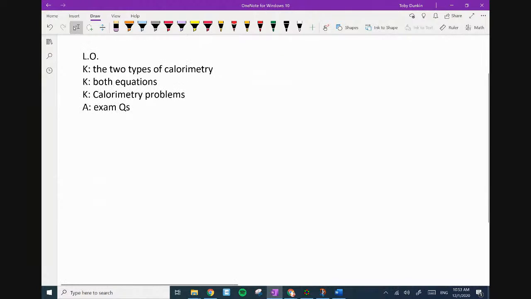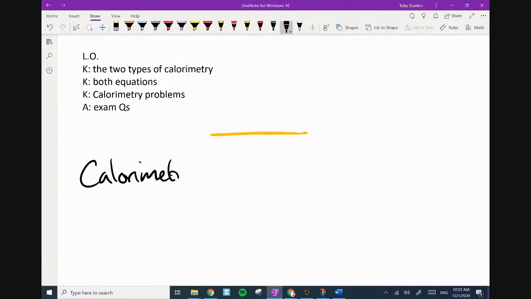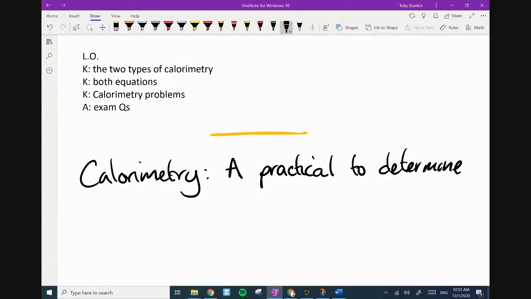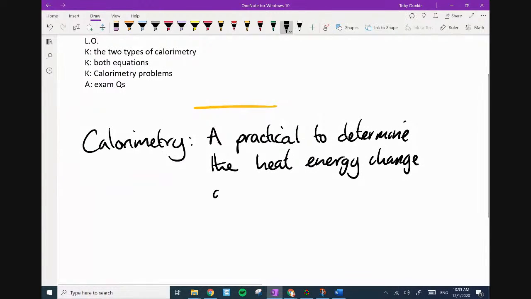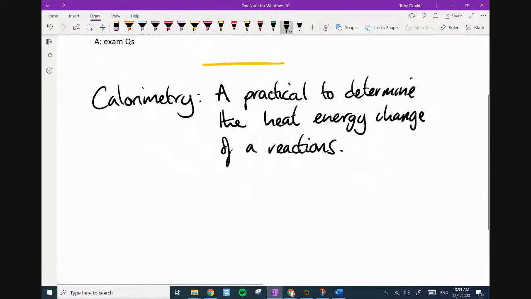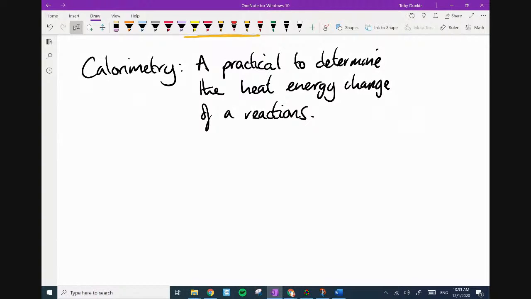So, okay, first things first, what is calorimetry? Calorimetry, a practical to determine the heat energy change of a reaction. Okay, so we remember these from GCSE. There were 2 types of calorimetry.